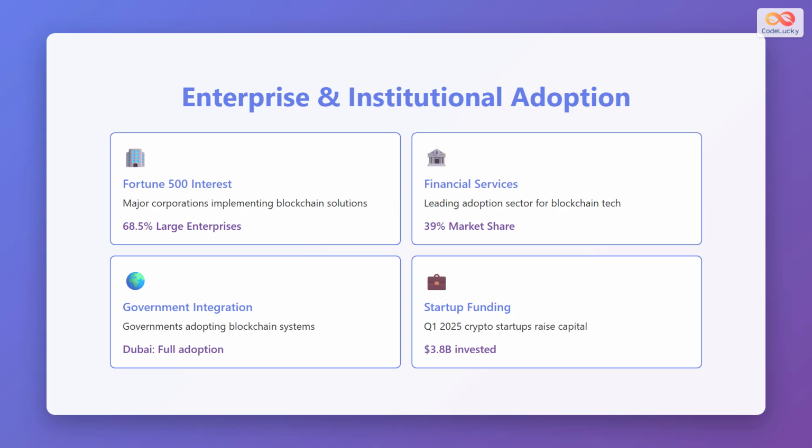Enterprise blockchain adoption is accelerating rapidly. 68.5% of large Fortune 500 companies have shown strong interest in blockchain solutions. Financial services leads adoption with 39% market share in the blockchain sector. Governments worldwide are implementing blockchain systems, with Dubai fully adopting blockchain technology. Startup funding in blockchain is robust, with the first quarter of 2025 seeing $3.8 billion invested in crypto and blockchain startups.